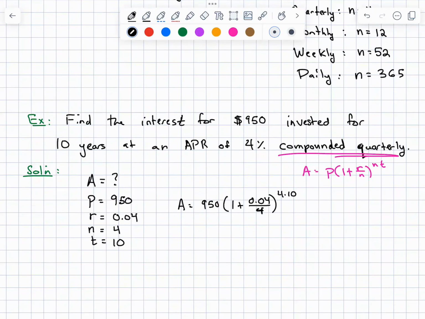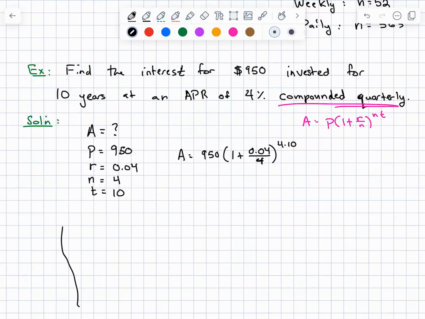Okay, if you have your calculator with you, I want you to practice entering this, because this is something that takes practice to get perfect. If you are using the calculator that I recommended, it should be pretty nice to do. If you're using that one Texas Instrument that looks like this, this is how you have to enter it into your calculator. If you want to do it all at once, you do 950 times parentheses 1 plus 0.04 divided by 4, end parentheses, caret, parentheses, 4 times 10.